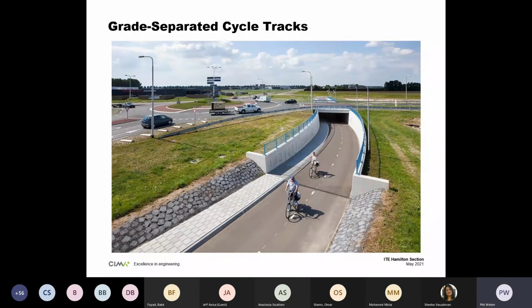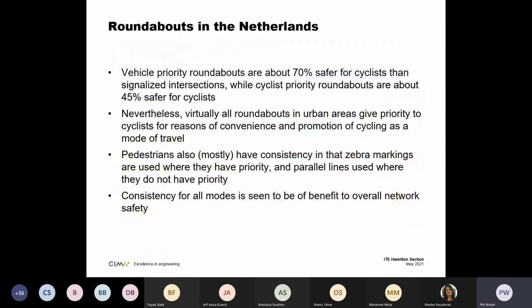Just some statistics which are also quite interesting. Vehicle priority roundabouts are about 70% safer for cyclists than signalized intersections, while cyclist priority roundabouts are about 45% safer for cyclists. So actually the vehicle priority roundabouts are safer for cyclists than the cyclist priority roundabouts. Nevertheless, virtually all roundabouts in urban areas are cyclist priority roundabouts. And the reason for that is a concerted effort to make cycling convenient for people. So despite the safety statistics, in urban areas, virtually all roundabouts are cycling priority roundabouts.